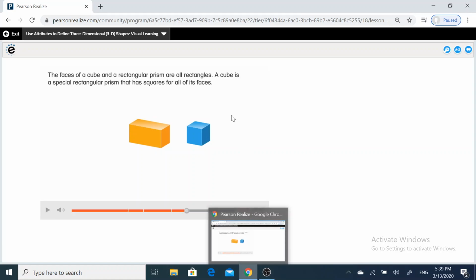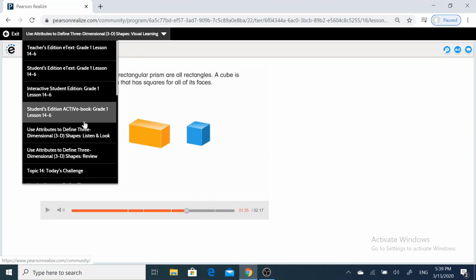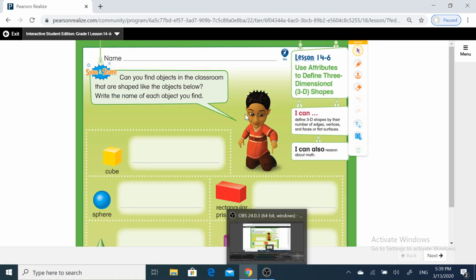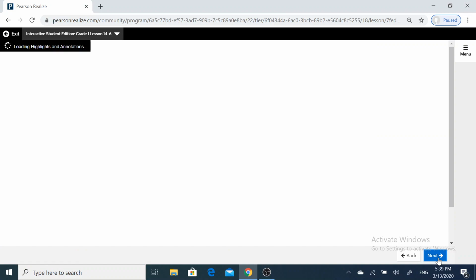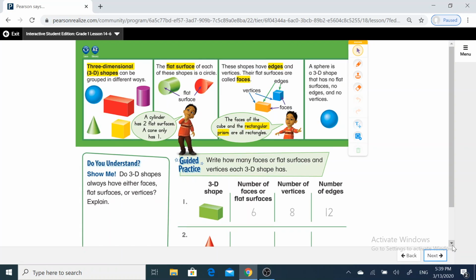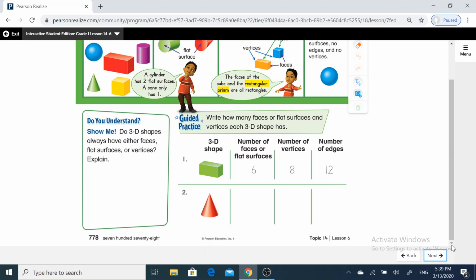Now, are you ready to solve the exercises? Open your book, page 778. Read the question. Write how many faces or flat surfaces and vertices each 3D shape has.